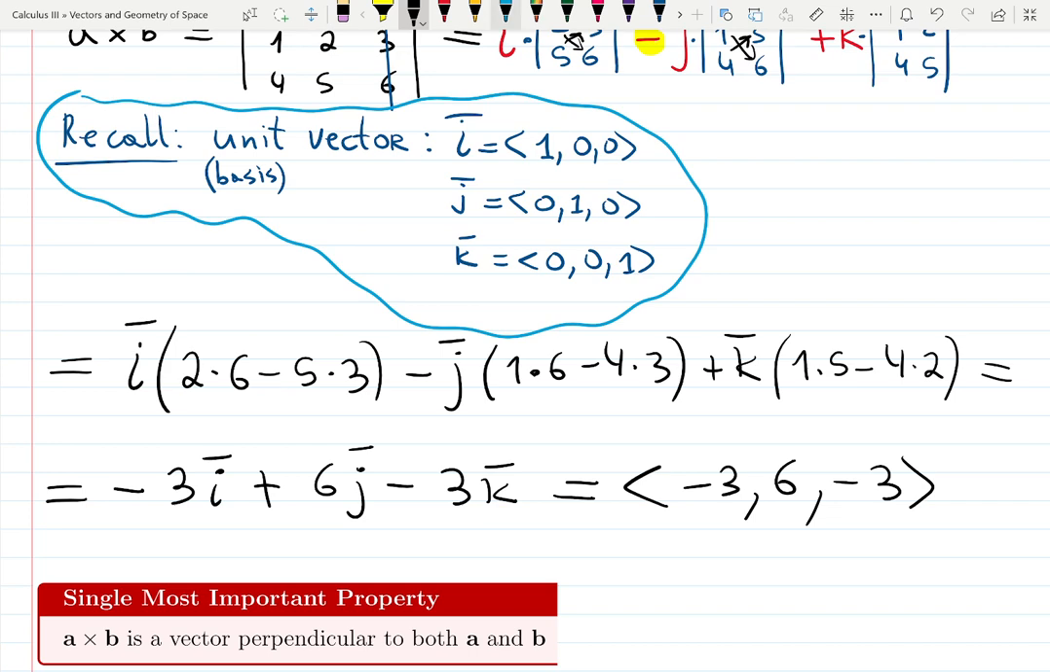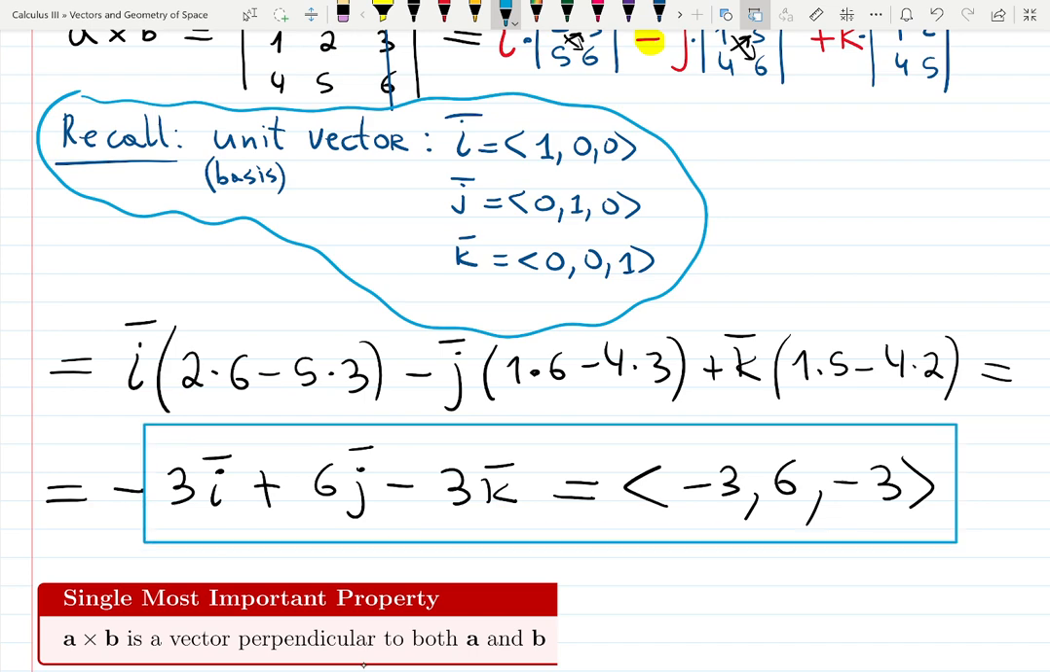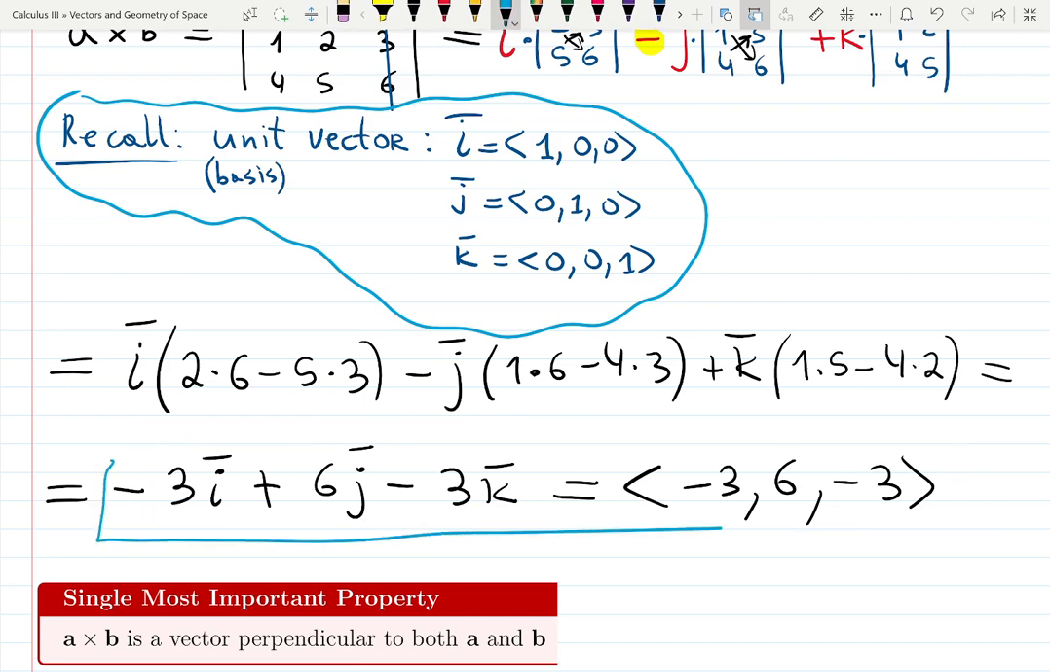Yes? On quizzes, if we don't put the arrow on top of vectors, are we going to lose points? That's a good question. I should decide on this when I give quizzes.